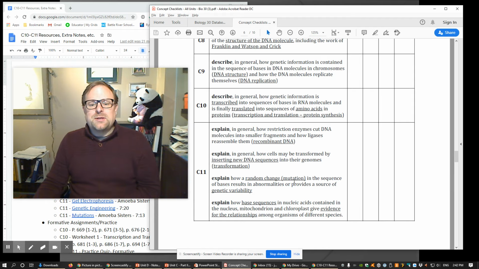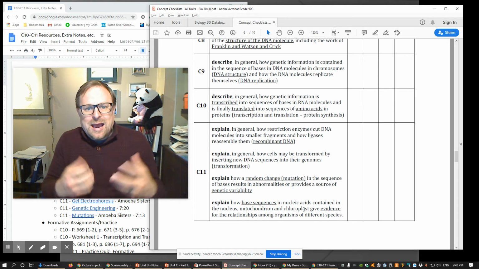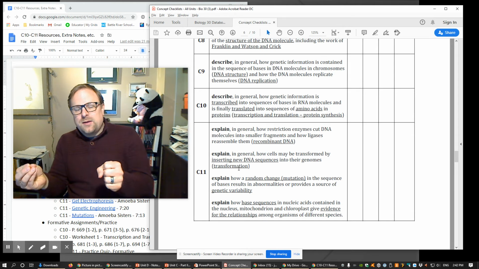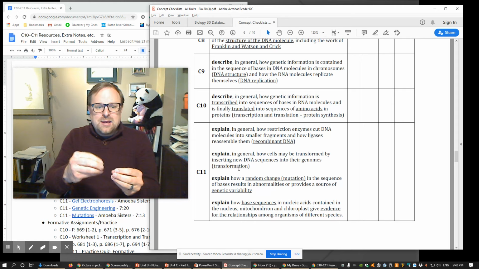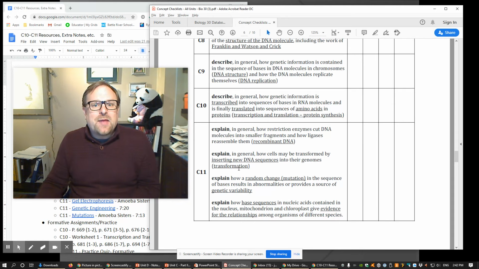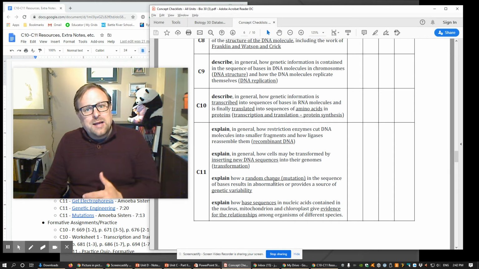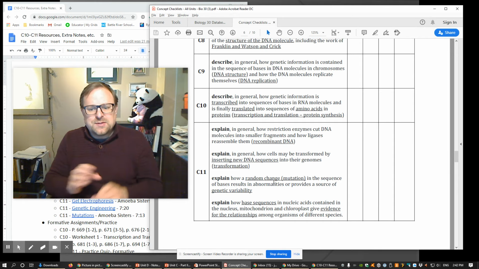C11 is going to jump into talking about, okay, we know all of this stuff. What do we do with it? How do we work our way through that? How can we use it? So we're going to talk about things like recombinant DNA and transformation, taking DNA from one creature and sticking it into another creature and making that work for us in some way. Then we're going to talk about mutation and the different kinds of mutation and what the evidence is out there for the mutation stuff.